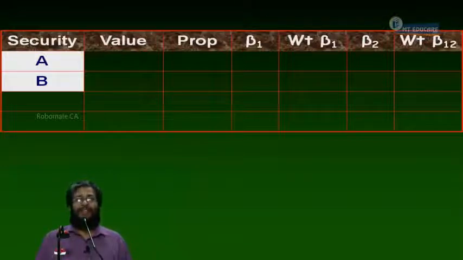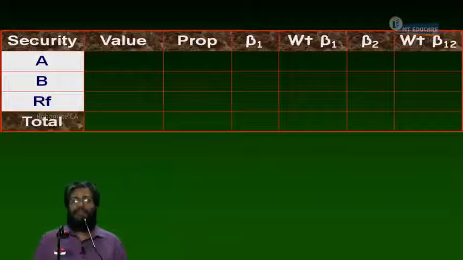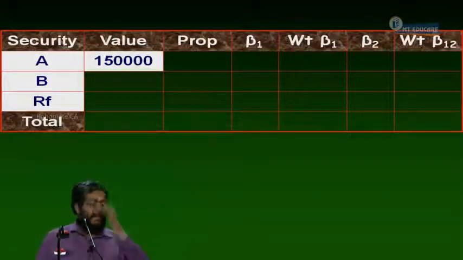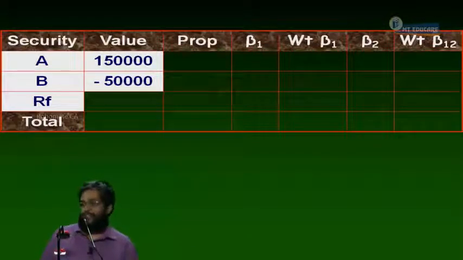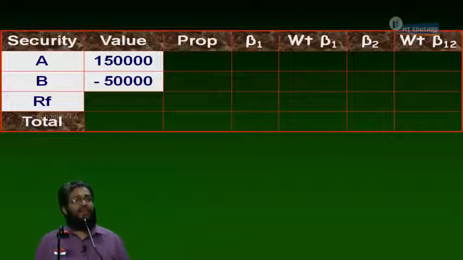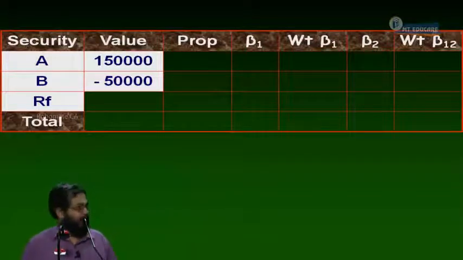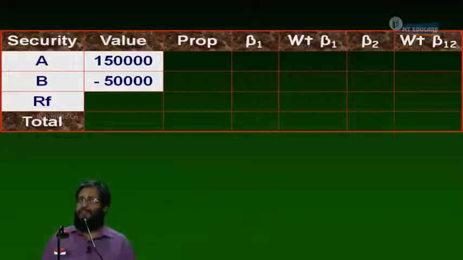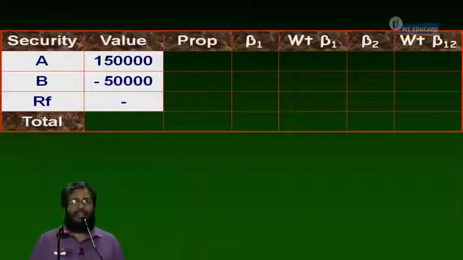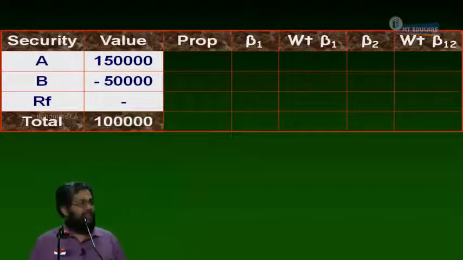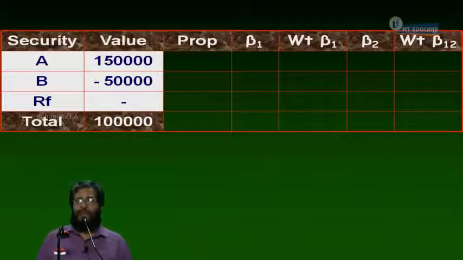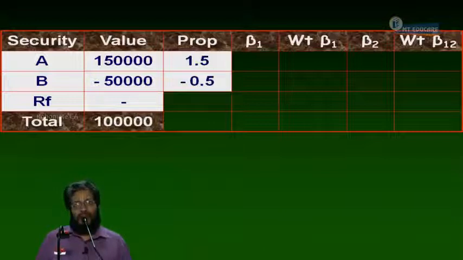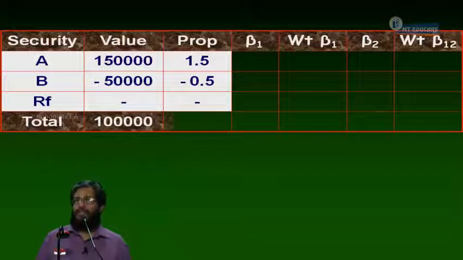Now, how much am I investing in security A? Everybody, 1,50,000. How much am I investing in security B? Minus 50,000. I am not buying the share in the market. I am taking a short position. Understand that this short position is in the derivative segment; you will also learn that we can even take it in the futures market, which works entirely differently. So 1,50,000 in A, 50,000 in B as a short position. Risk-free asset, nothing. I am going to invest nothing in the risk-free asset. Tell me what is my present wealth? 1 lakh. The present wealth is 1 lakh. Okay. Proportion. What is the proportion of A to my total wealth? 1.5. Proportion of B is minus 0.5. Risk-free asset dash. The total is 1.